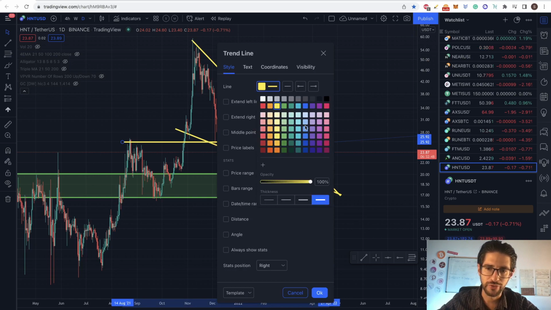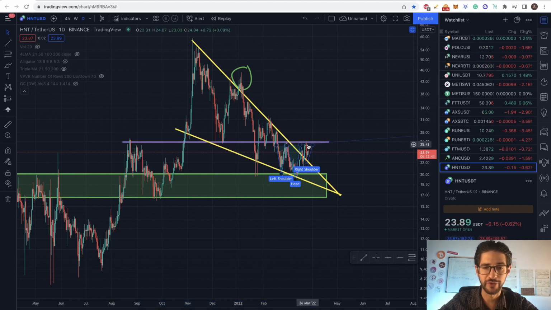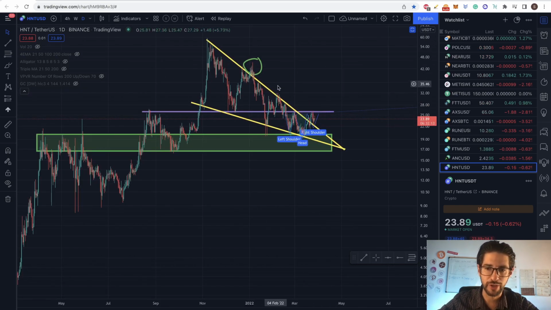Let me change the color on this one so it's very clear for you. So this violet line will be the resistance area, the neck of this head and shoulders, this reverse head and shoulders pattern. So if we break to the upside, the $26, I will be bullish, and I think it's a good entry point to buy for a long perspective HNT. But because we broke the falling wedge, but we didn't create much volume and much explosion here, I think the important thing right now is to break the $26 area. So that is how you will trade this pattern. That is the best moment to enter into this coin.